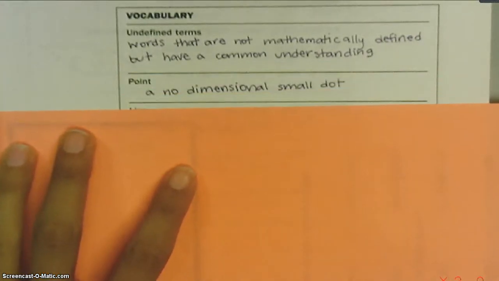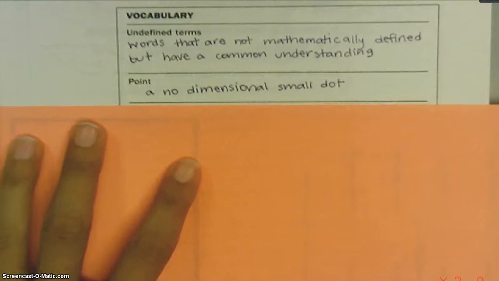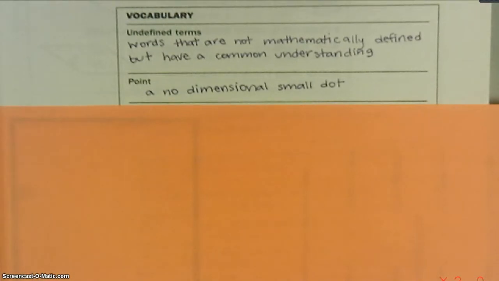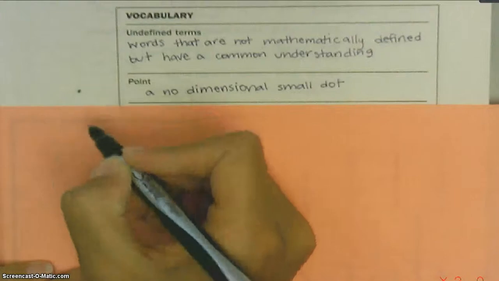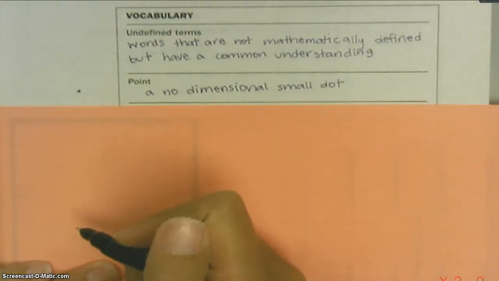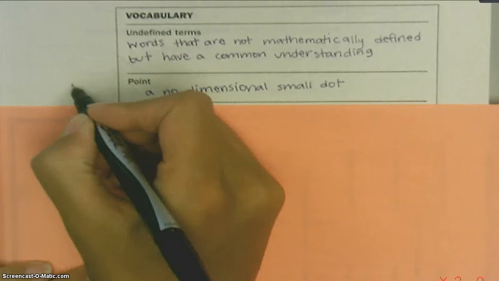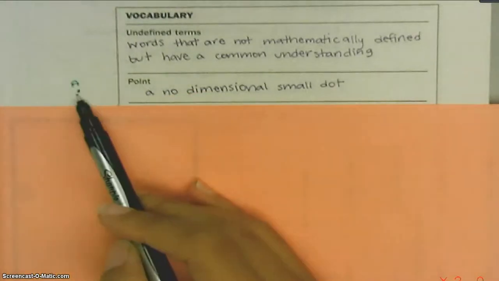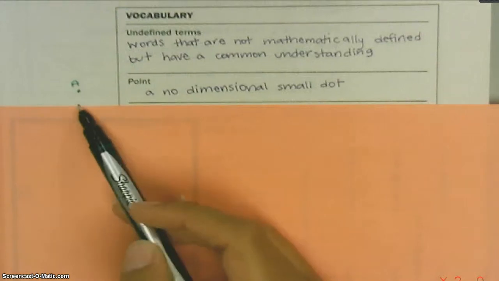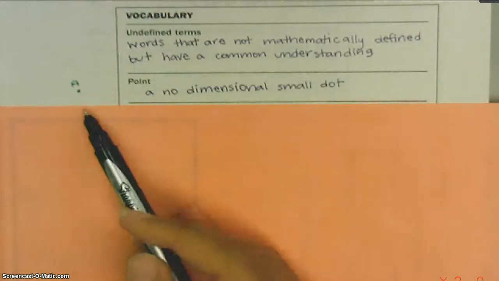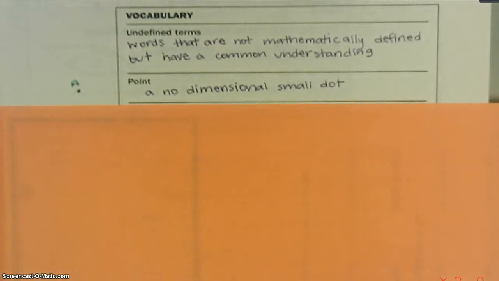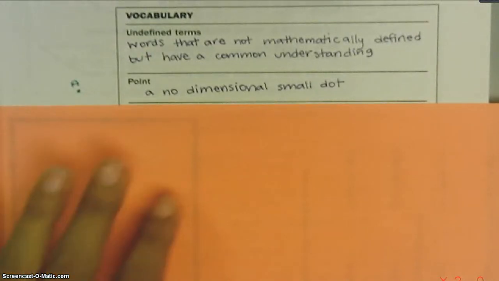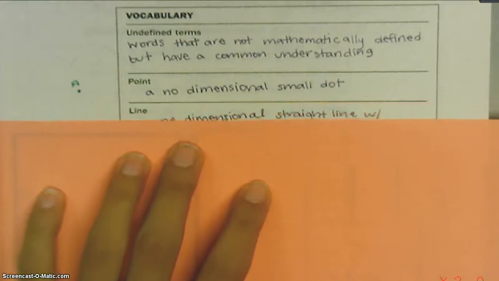So here's our best definition of a point. It's not really mathematical, but it's the best that we can do. A point is a no-dimensional small dot. So here's an example. Point, and then we'd like to give it a letter so we know which point we're talking about. This is point A, we'll say. But it doesn't have any dimension. There's no width, there's no length, there's nothing there. Even though it may look like it, there's actually nothing. So make sure you draw these pictures to the side so these definitions make a little bit more sense to you. So a point is a no-dimensional small dot.